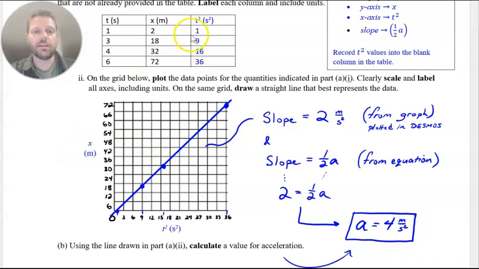Okay, so I went ahead and plotted these on here for you. So I scaled this out. We've already done this one. We did this in the previous example.